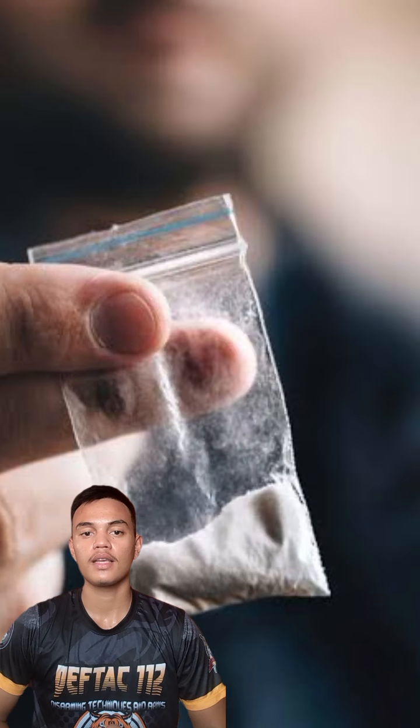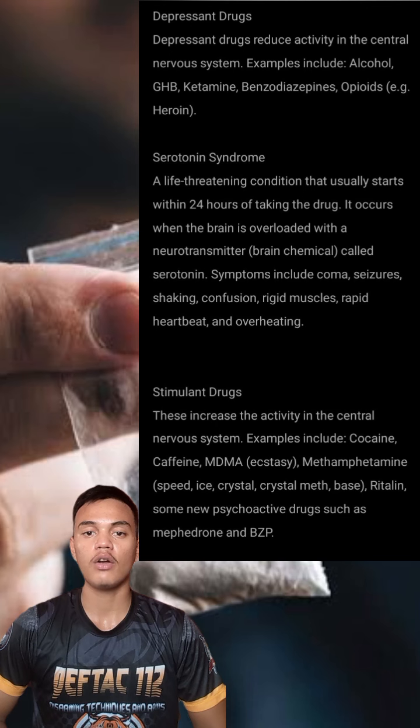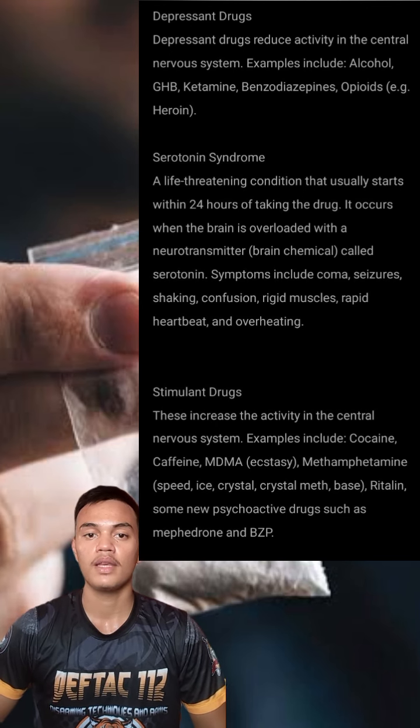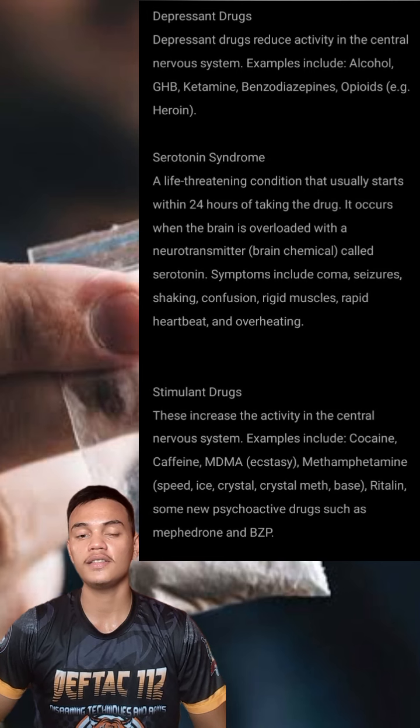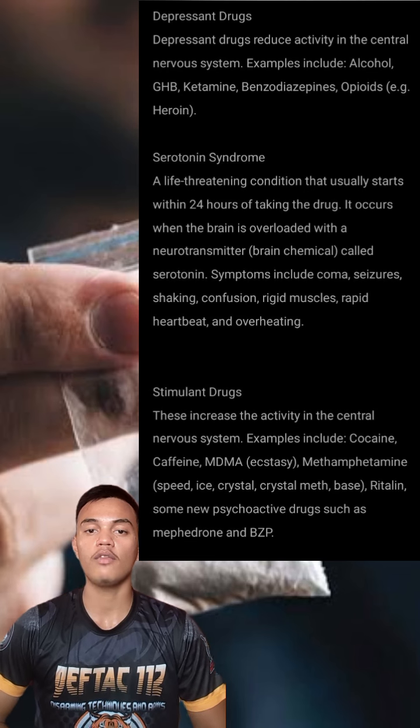Depressant drugs. Depressant drugs reduce activity in the central nervous systems. Examples include alcohol, GHB, ketamine, benzodiazepines, opioids. Serotonin syndrome. A life-threatening condition that usually starts within 24 hours of taking the drug. It occurs when the brain is overloaded with a neurotransmitter called serotonin. Symptoms include coma, seizures, shaking, confusion, rigid muscles, rapid heartbeat, and overheating.